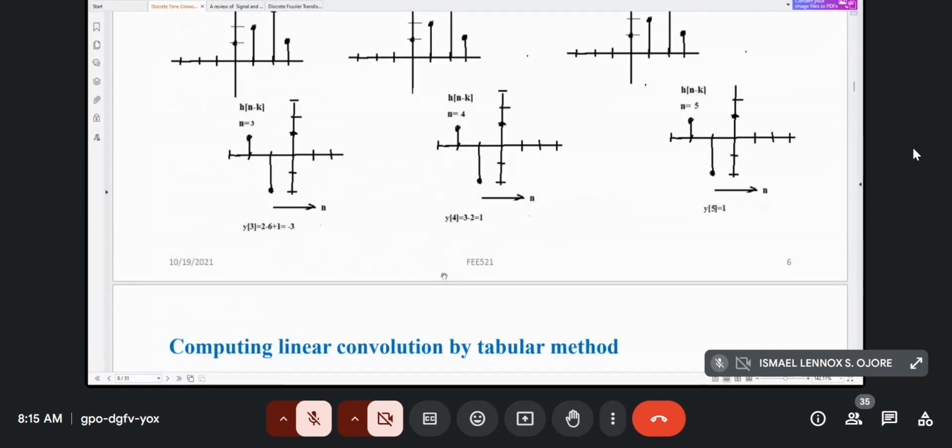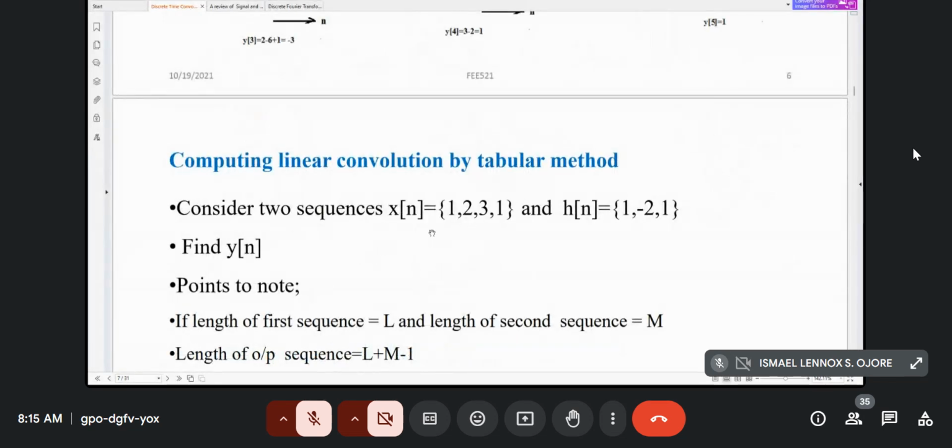This is the tabular method. So you are given two sequences. Your two sequences are 1, 2, 3, 1 and this other one. And we said if you are not given any information, if there is no arrow in your sequence, then it means the first sample is the zeroth sample. So this is n is equal to 0, n is equal to 1, n is equal to 2, n is equal to 3. And this is 0, 1, 2.